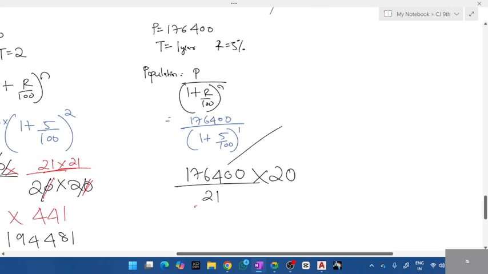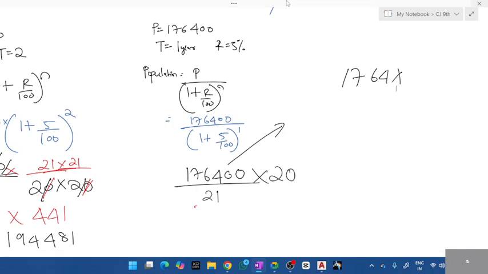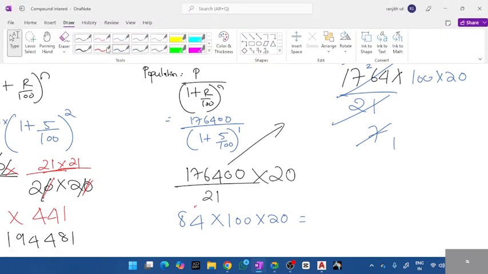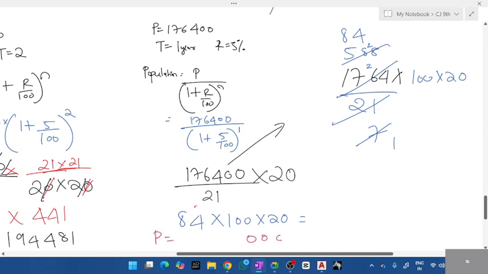See, here you have to just take. How will you split this 1 lakh 64? Can I write 100 multiplied by 100? 1764 into 100 into 20 divided by 21. Use 7 times or 3 times table to reduce it. 3 sevens are 21, 7 ones are 7, 7 eights are 56, 7 fours are 28. See, you'll get 84 into 100 into 20. This is the answer. Correct. 1,68,000 is the answer. 1, 2, 3 zeros, 2 fours are 8, 2 eights are 16. 1,68,000.